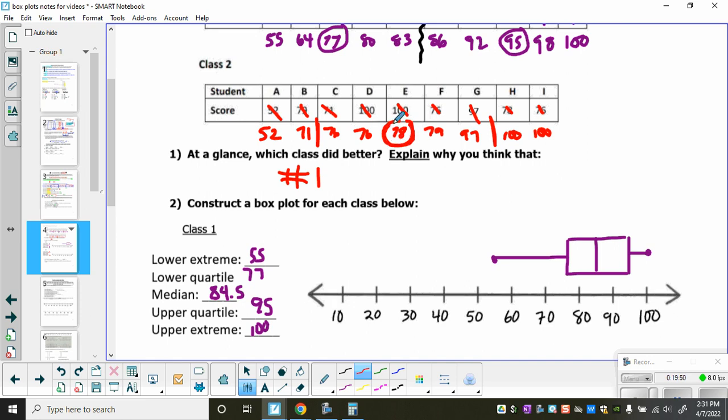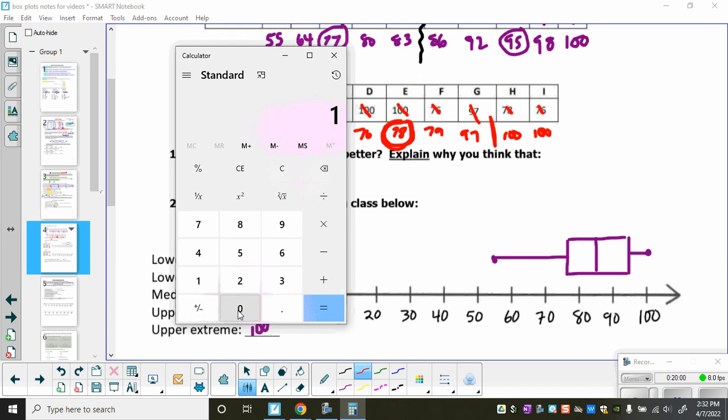And for the upper quartile, we don't need to include the median. Remember, you don't include the median. And now you've got 1, 2, 3, 4 data pieces. So it'd be 2 on this side and 2 on this side. So 97 plus 100 is 197. And when we divide that by 2, we get a 98.5.